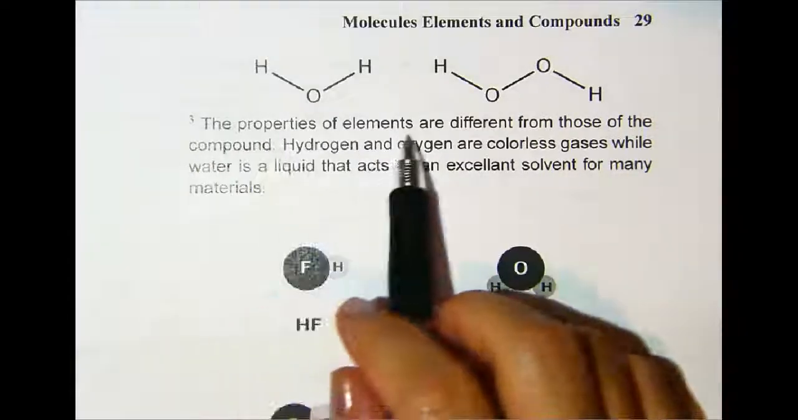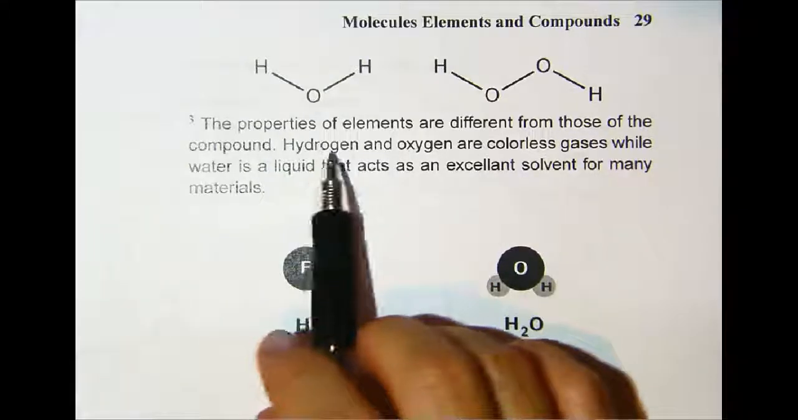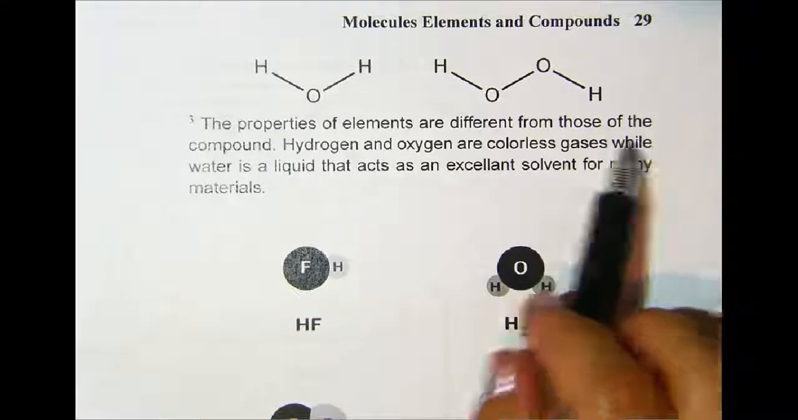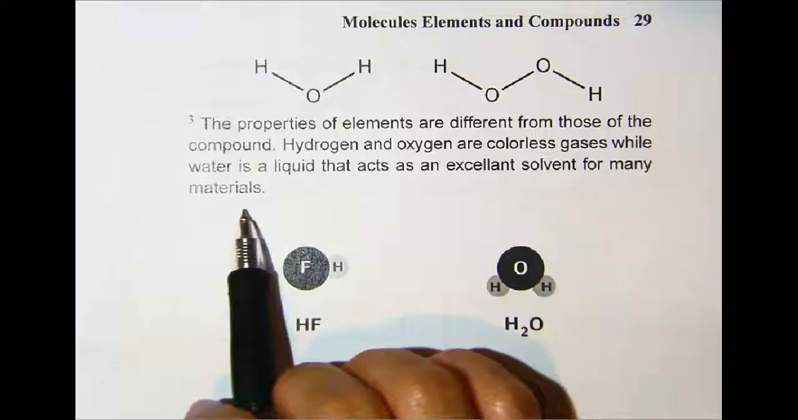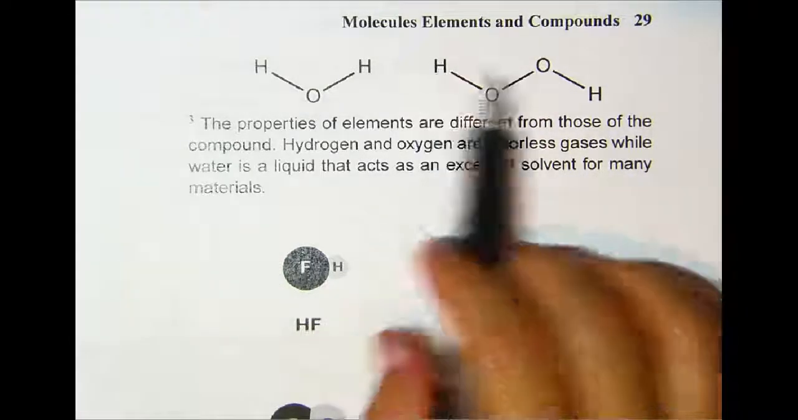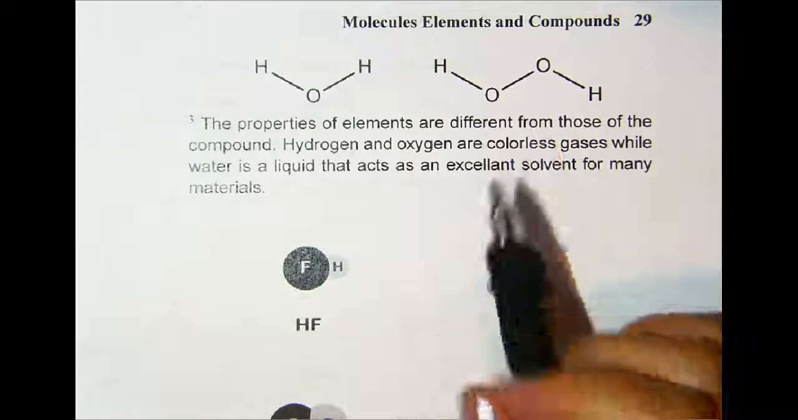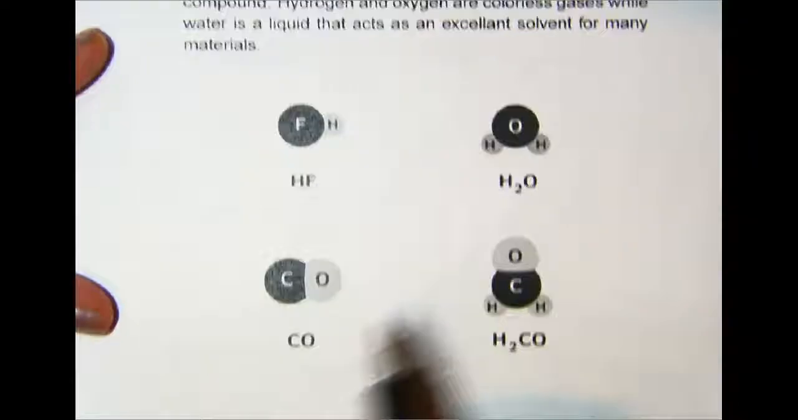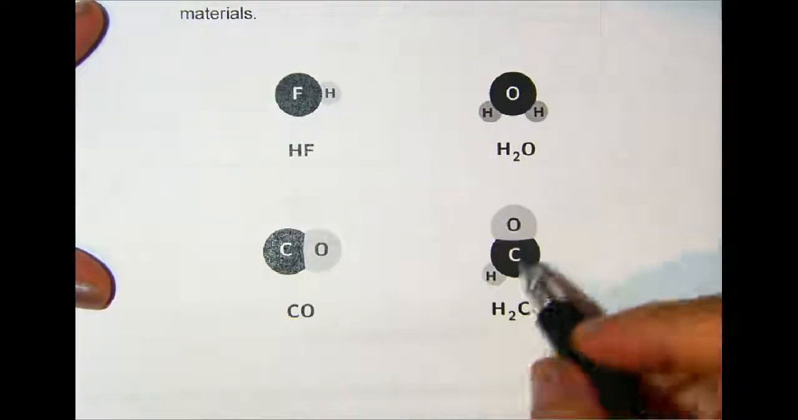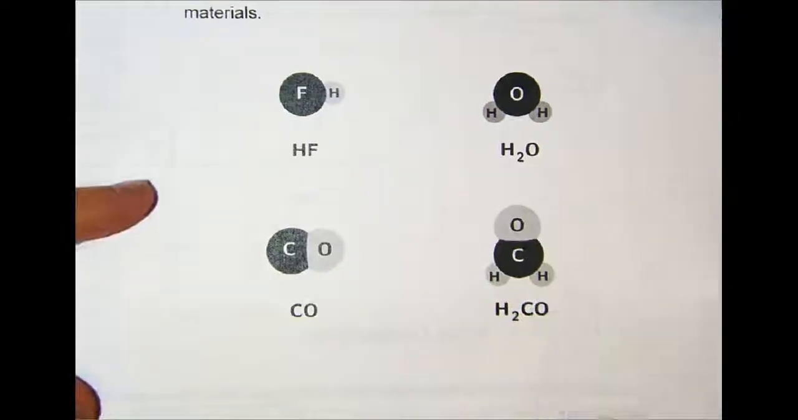The properties of elements are different from those of the compound. Hydrogen and oxygen are colorless gases, while water is a liquid that acts as an excellent solvent for many materials. And recall that H2O2 is hydrogen peroxide. So here you have HF molecule, H2O, carbon monoxide, and H2CO or formaldehyde.